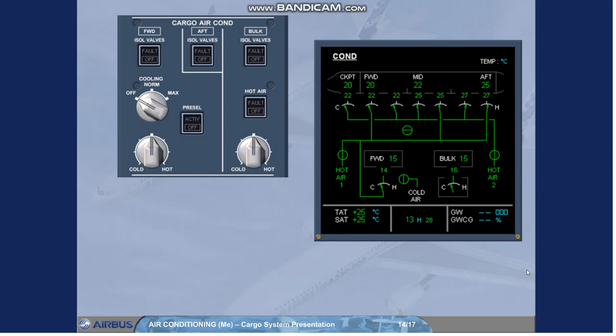Final compartment temperature adjustment is achieved by the ventilation controller, which controls the trim air valve by comparing the ambient temperature and the selected one. This cockpit temperature selection can be overridden by the pre-selected one when the active light is on.